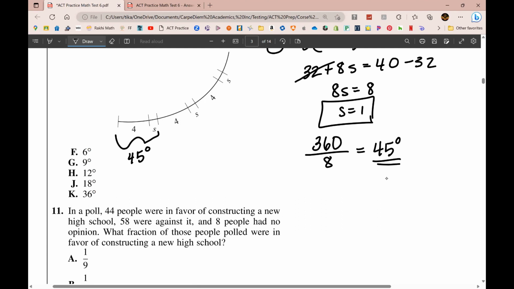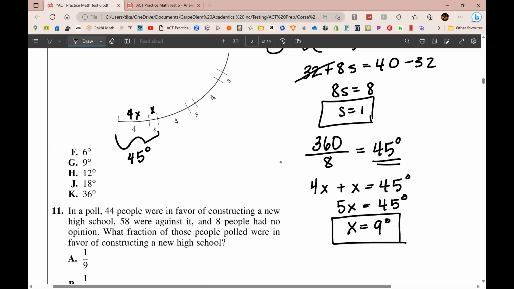So one set is 45 degrees. Well, what makes up one set? You have 4X plus the X equals 45 degrees. So this is like 4X and this is the X. So 5X would equal 45 degrees, and so now X would be 9 degrees.